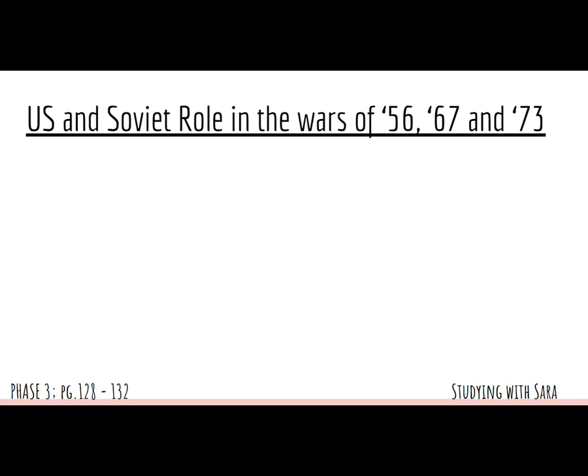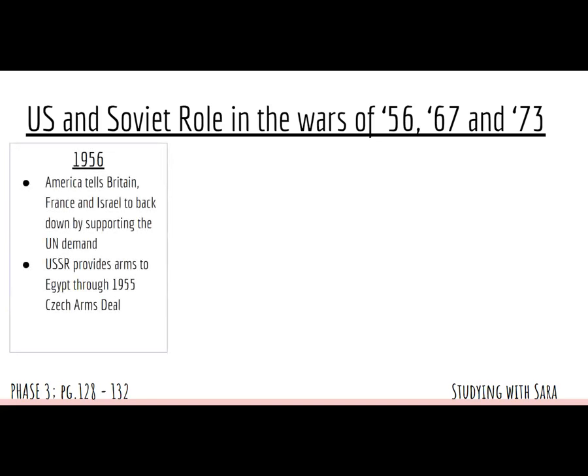Now we will explore how the US and the USSR were involved in the wars of 1956, 1967, and 1973. In 1956, America slightly leant towards Egypt to help them, but they only did this out of self-interest, as it didn't want France and Britain to topple Nasser over. Meanwhile, the Soviet Union provided arms to Egypt through the 1955 Czech arms deal.